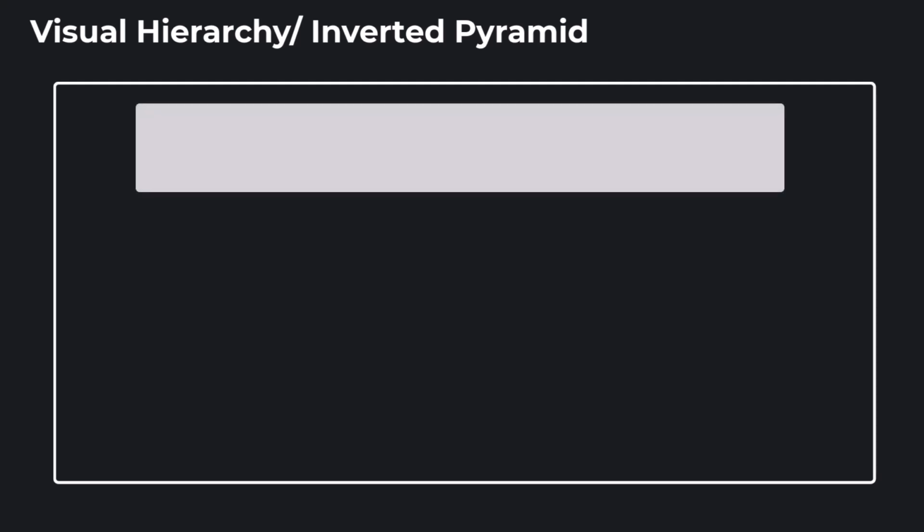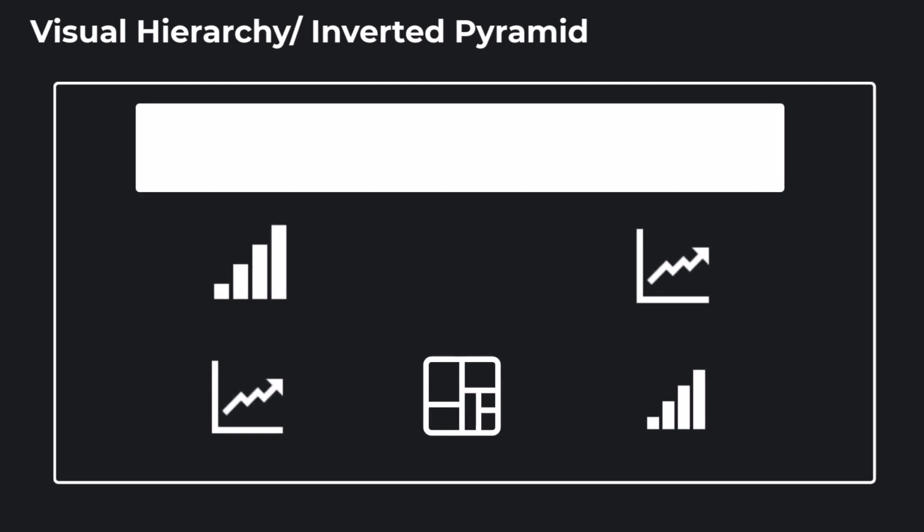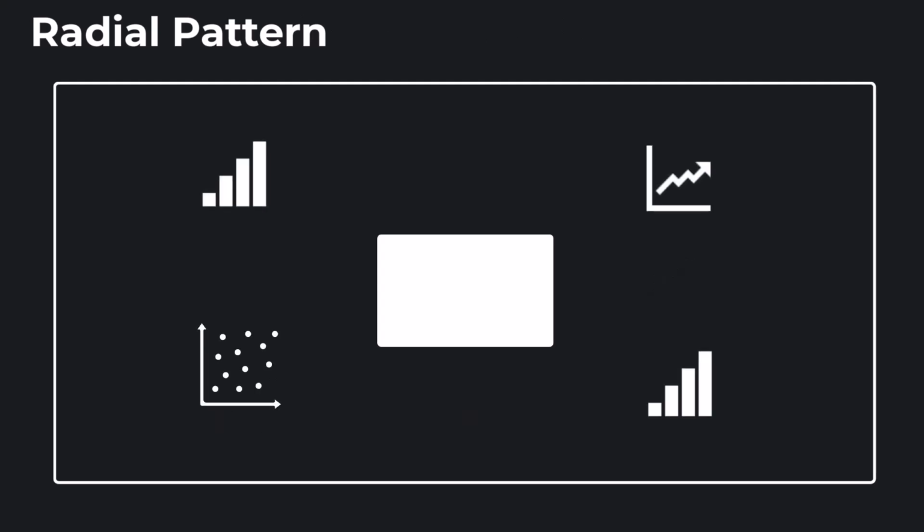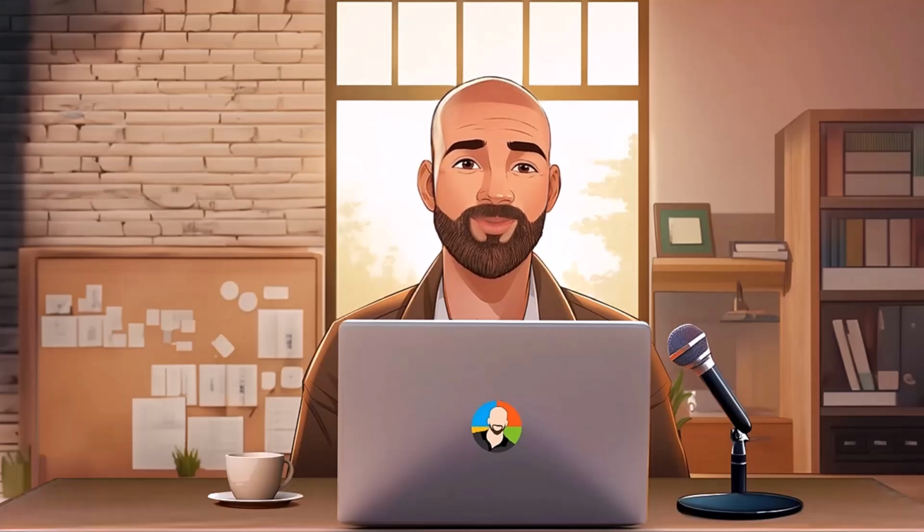This design puts the key information at the top, with increasingly detailed information below. And the final design method is the radial pattern, which features a central point with data radiating outward to show relationships or processes. Okay, so mercifully, that is it for dashboard design.